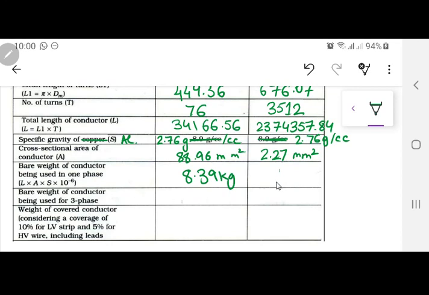In the lower row over here, you will multiply this by 3. Multiply 8.39 by 3, for three phase you have to take 3, so it will become 25.17 kilograms. For high voltage do the same calculation.